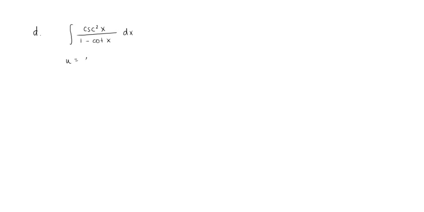So if I choose u is equal to 1 minus cotangent of x, I'm going to have that du is equal to the derivative of this function, whatever that is. So that means I'm going to have minus the derivative of cotangent of x, which is minus cosecant squared of x dx. And that means that du is actually equal to just cosecant squared of x dx.